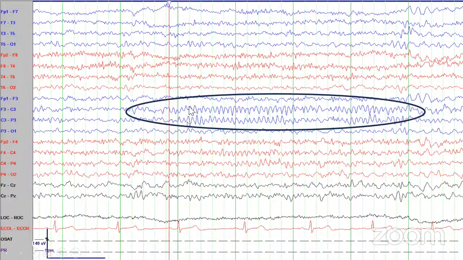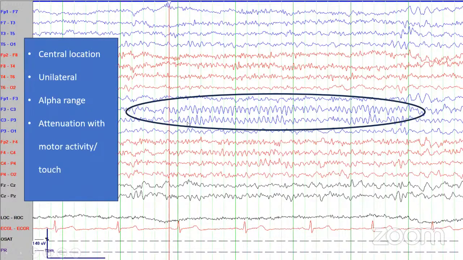Where is it happening? It's happening over the central electrode. So this is the C3 electrode. So this is central activity happening. It is most prominent unilaterally, though there is some activity also on the contralateral side, but it is mostly central in localization. And the frequency is almost of the alpha range. So this is what we call a mu activity, which is actually a benign variant.